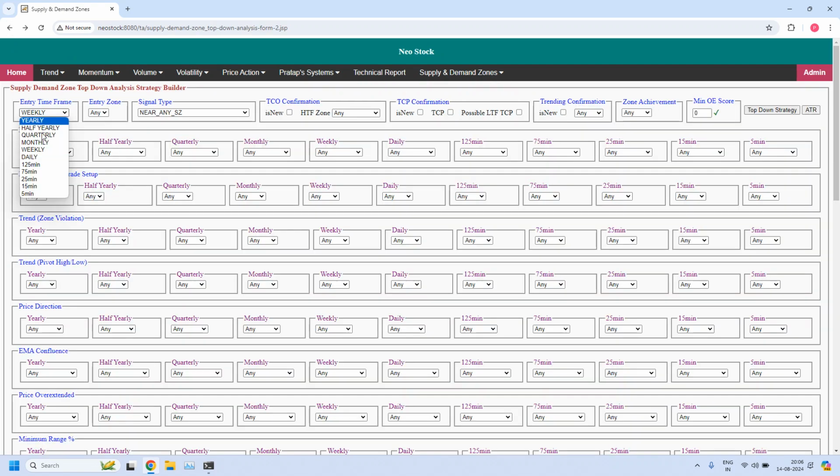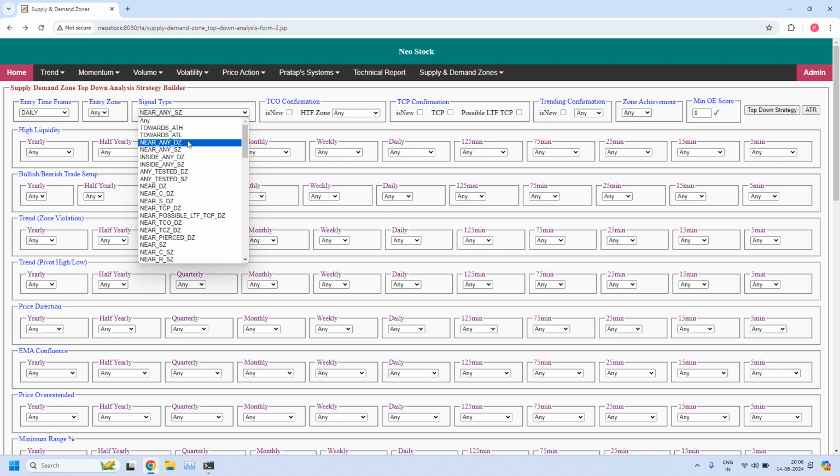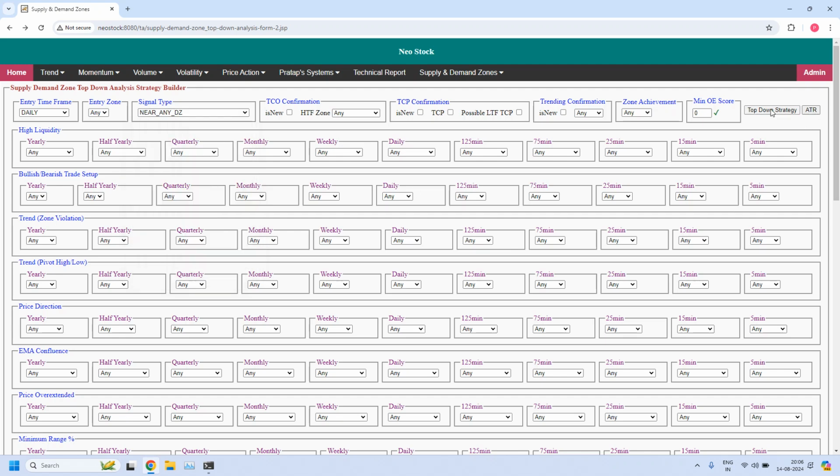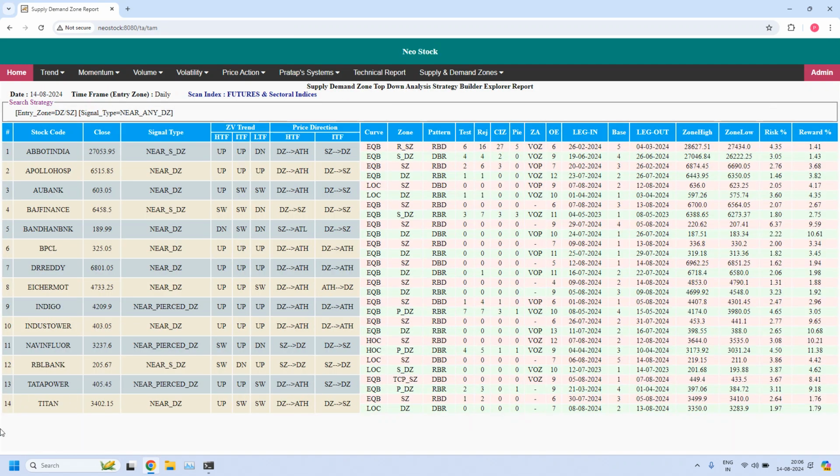And the next time frame is daily. So the entry time frame is daily. Let us find the stocks near the daily demand zone. 14 stocks are filtered. Let us identify any high liquidity zones from this list.